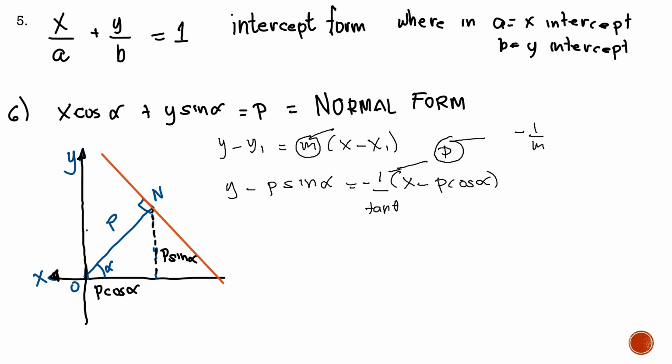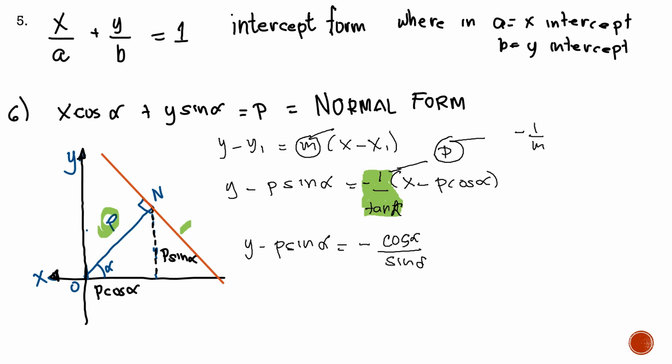So I would like to highlight this one para hindi po kayo malito na ito ay slope of the perpendicular line that is normal to the given line, which is N. That is the slope of P. Now, we can say y minus P sine of alpha is equal to negative cosine of alpha. Sorry, this is not theta, this is alpha. Cosine of alpha over sine of alpha.